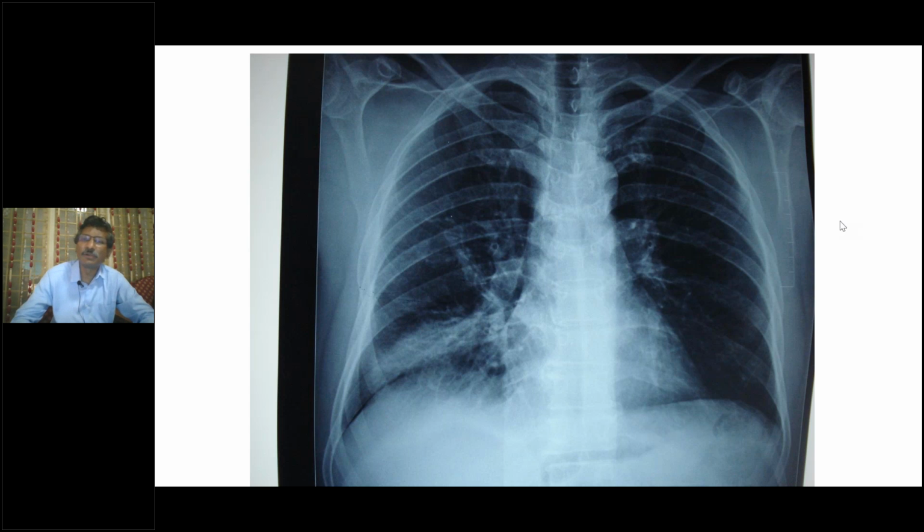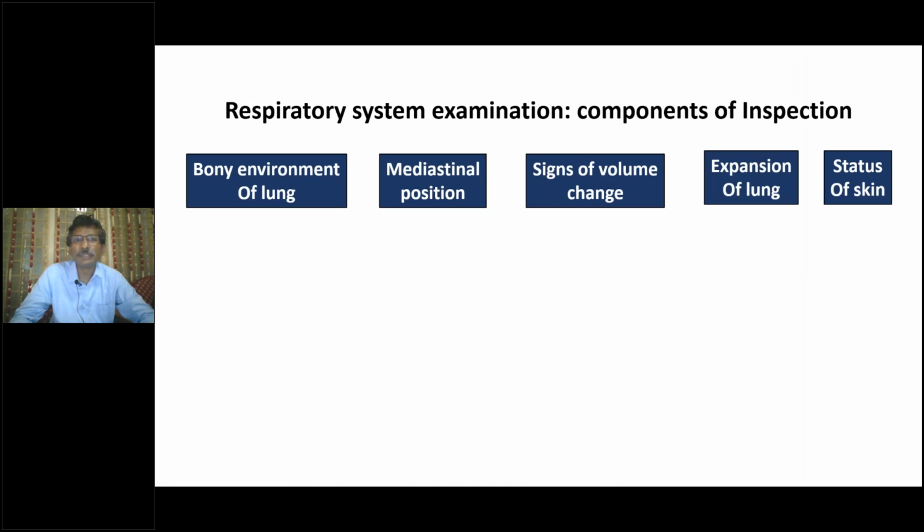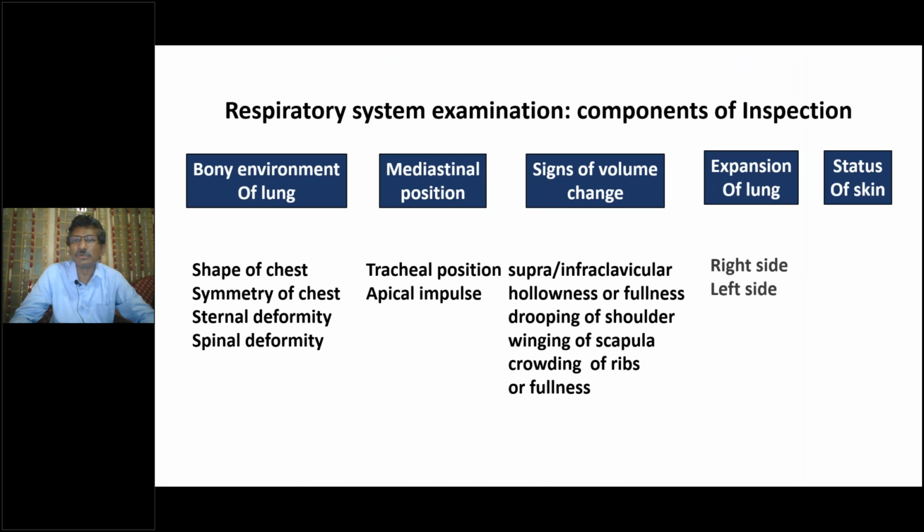So now what we are going to look at is the inspection, palpation, percussion, and auscultation findings in right lower lobe consolidation. That's what we are going to take up now. So now you have to tell me the inspectory findings you may have in right lower lobe consolidation.